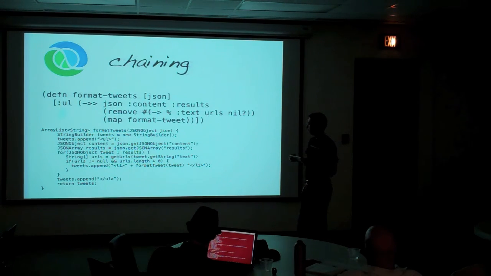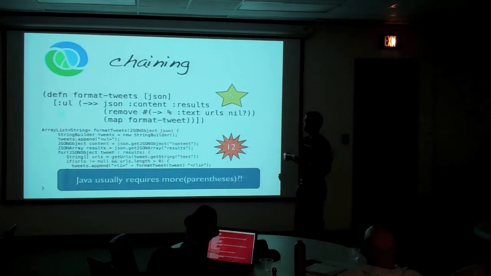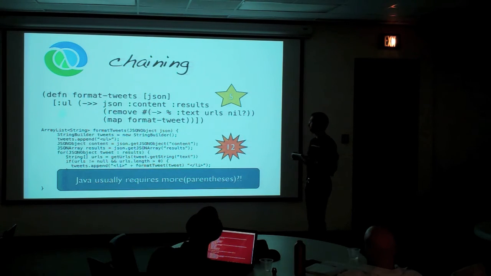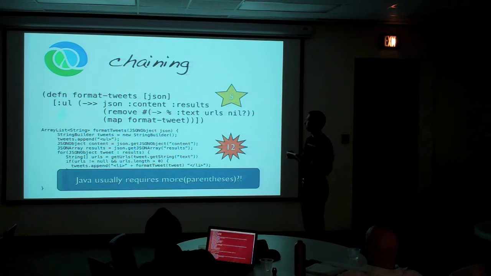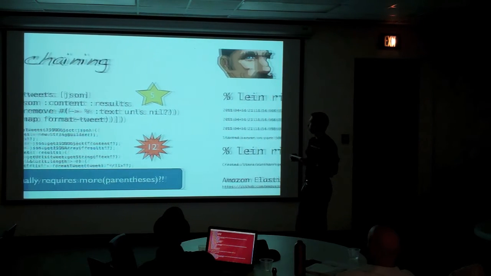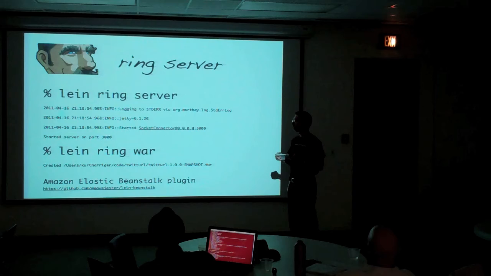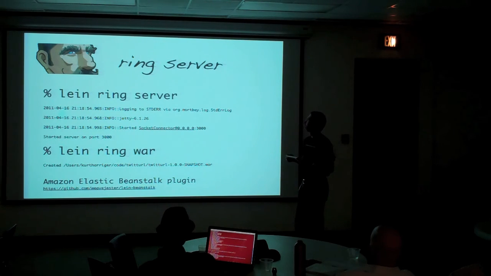So here we take JSON, pass it into the function content, which takes the result, passes it into results, filters out those tweets that do not contain a URL, and then applies the format tweet function to each entry. The resulting code required only 5 lines, or 5 parentheses, whereas Java required 12.